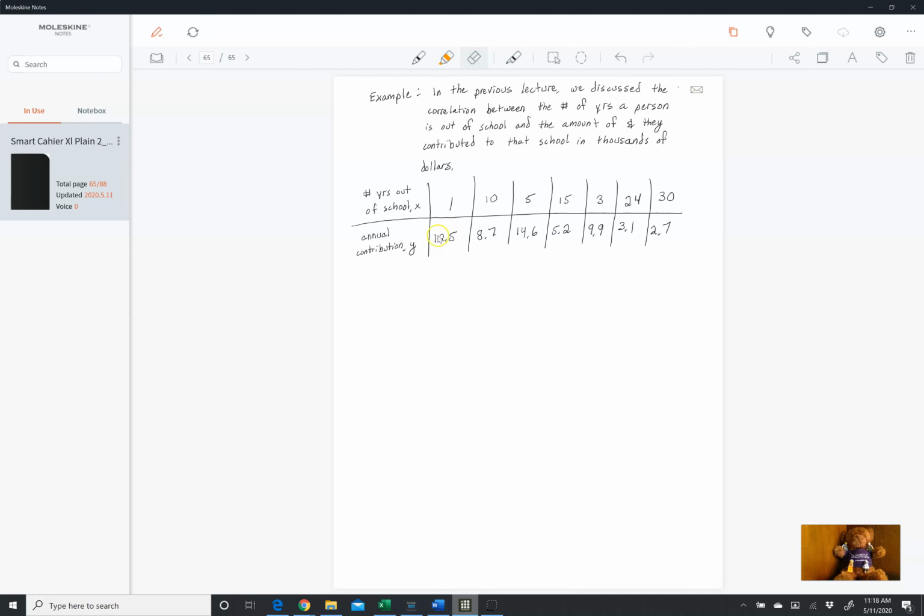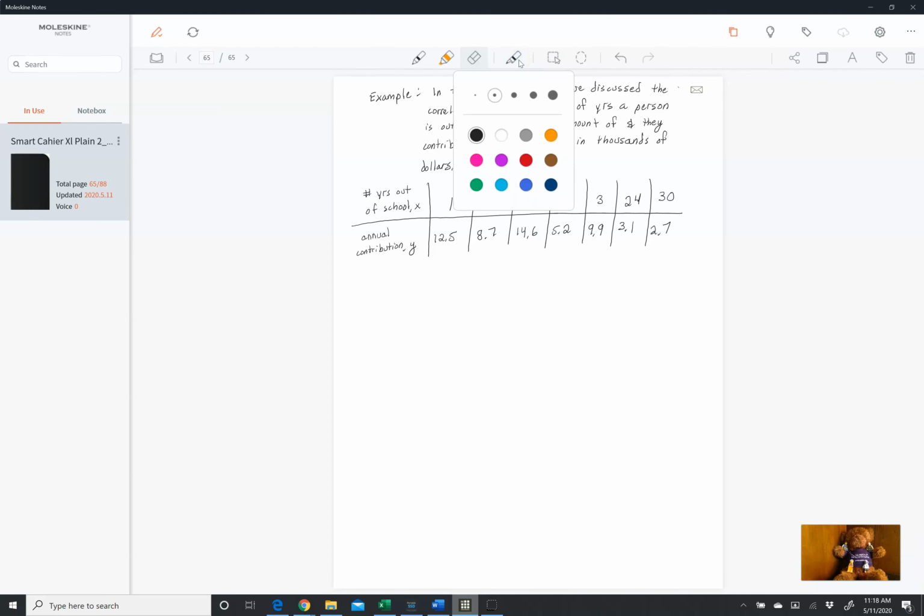Okay. So this had a negative correlation, and we could kind of see that, right? 30 years, it's only $2,700. 1 year, it's $12,500. Now keep in mind that doesn't mean that 1 year is always going to give you the most, right? In this sample, 5 years gave you the highest contribution. It's just that it's a trend. So let's figure out the line of regression.